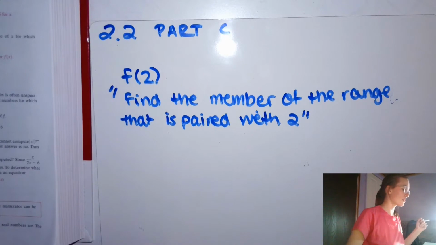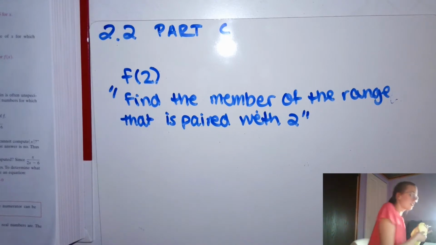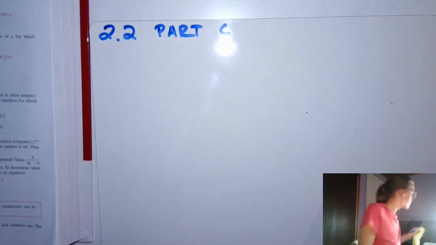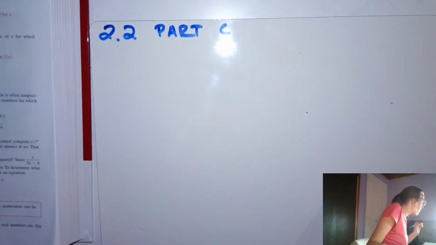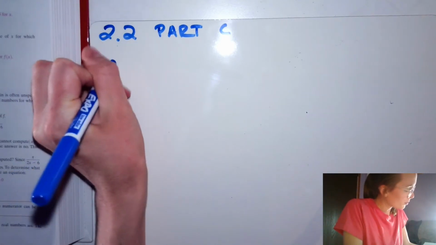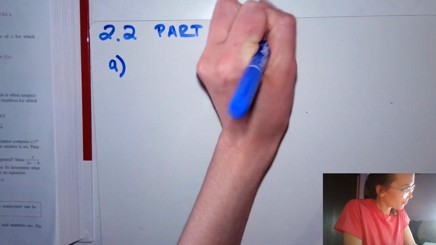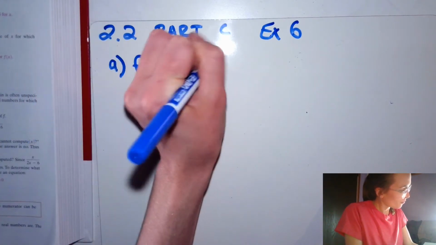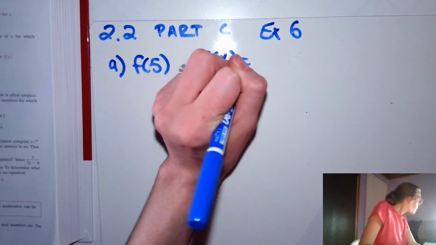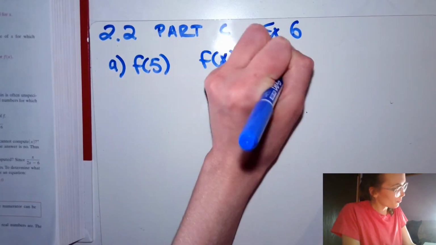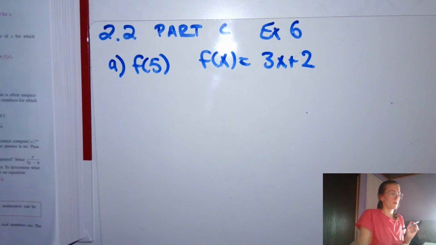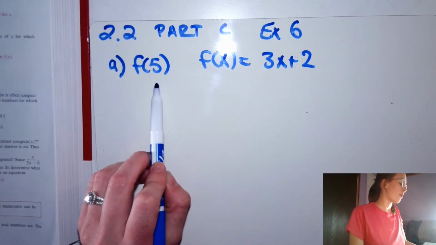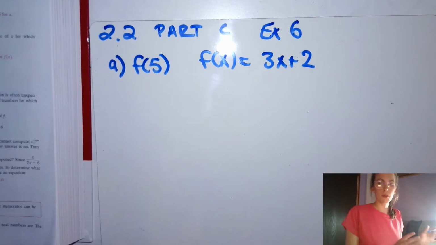So let's look at some examples. We've got example 6 here. I'll write down a couple of parts of example 6. So f of 5 for f of x equals 2, part A. Okay. So f of 5 means find the output for the input 5.